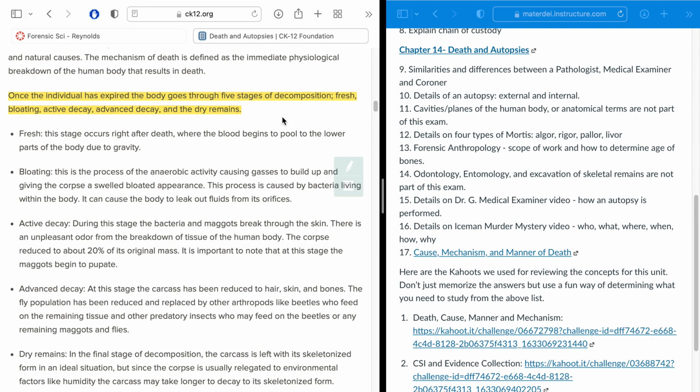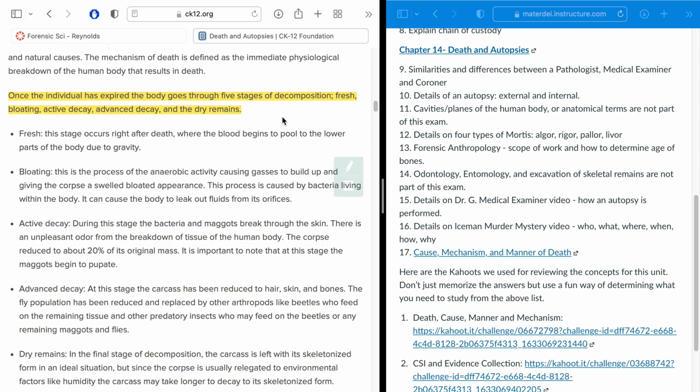There are flies that will lay their eggs on a corpse within seconds, if not minutes. So very little time will pass when bugs will know that this is a dead organism. And they proceed to lay their eggs in the orifices of the eyes and the ears and the nose and the mouth. And these hatch in one day. And this is the fresh stage. So the first few days is the fresh stage.